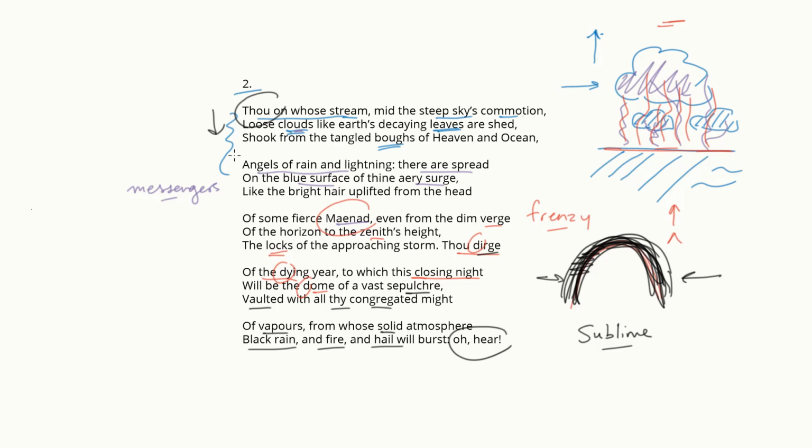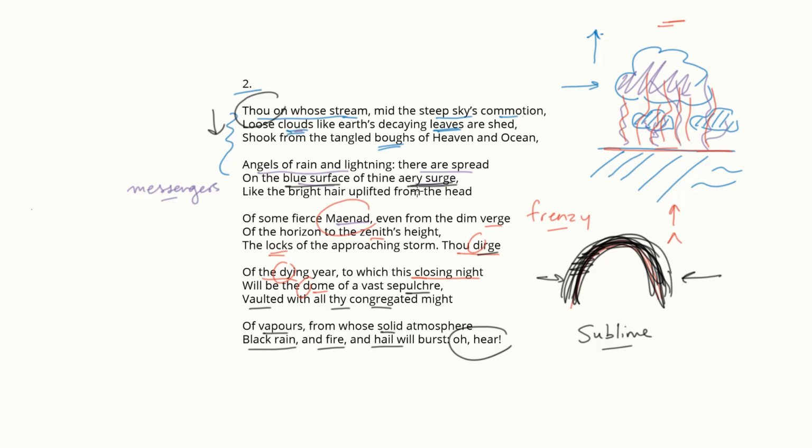Leavis asks. He also wonders if there's not a contradiction between the smooth surface, the blue surface, and then this much rougher, airy surge. How do we connect these two things? And then he says, well, how is a storm like streaming hair? That seems a bizarre image.